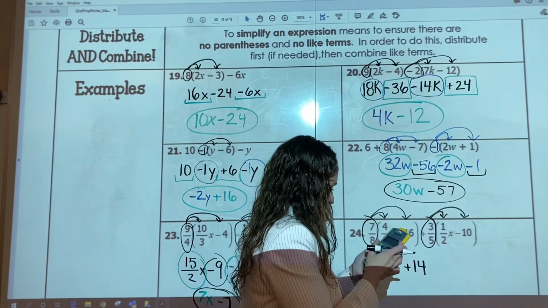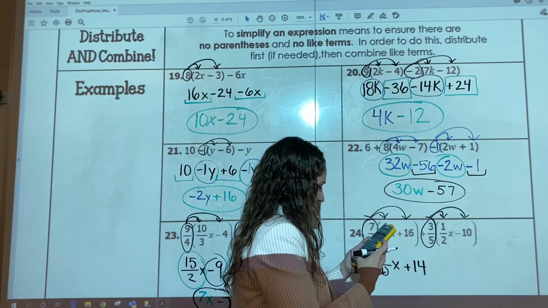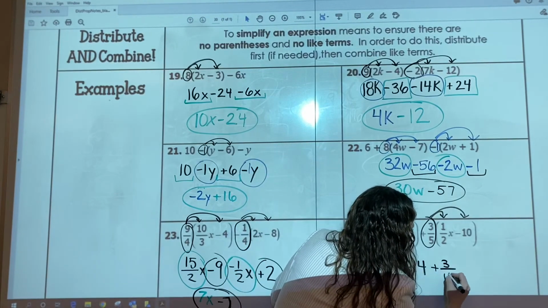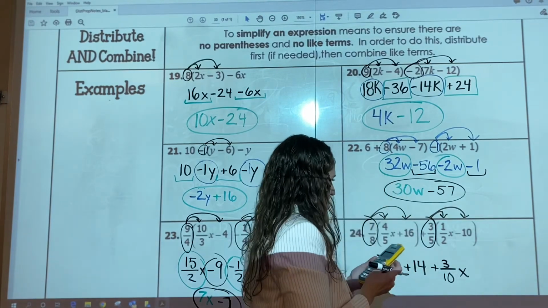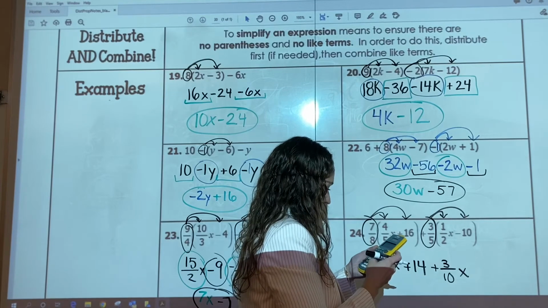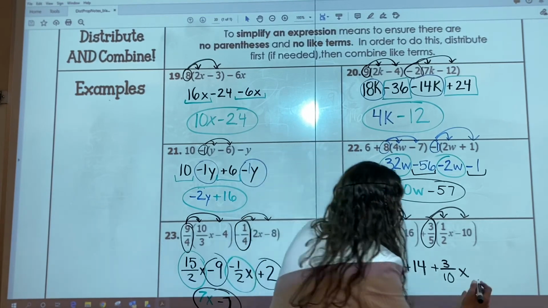We'll do the same thing here. 3/5 times 1/2 x is +3/10x. And then 3/5 times -10 is -6.